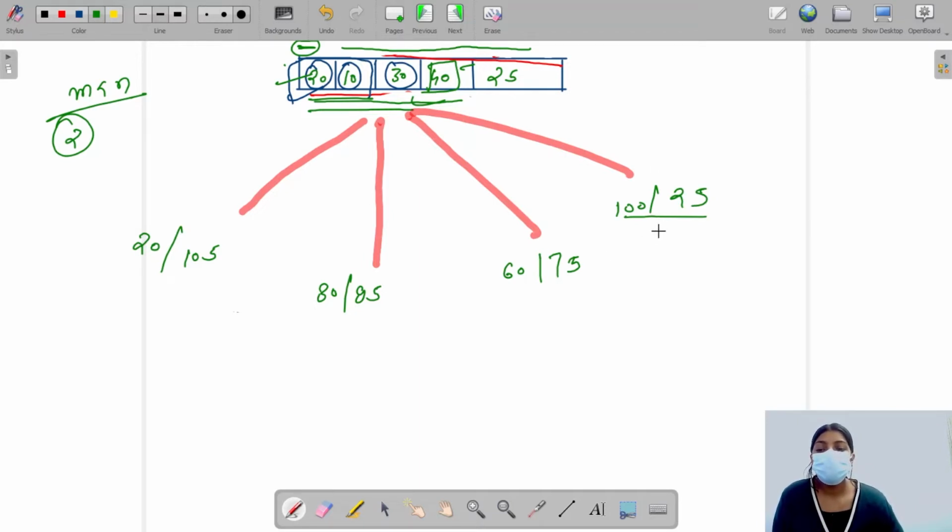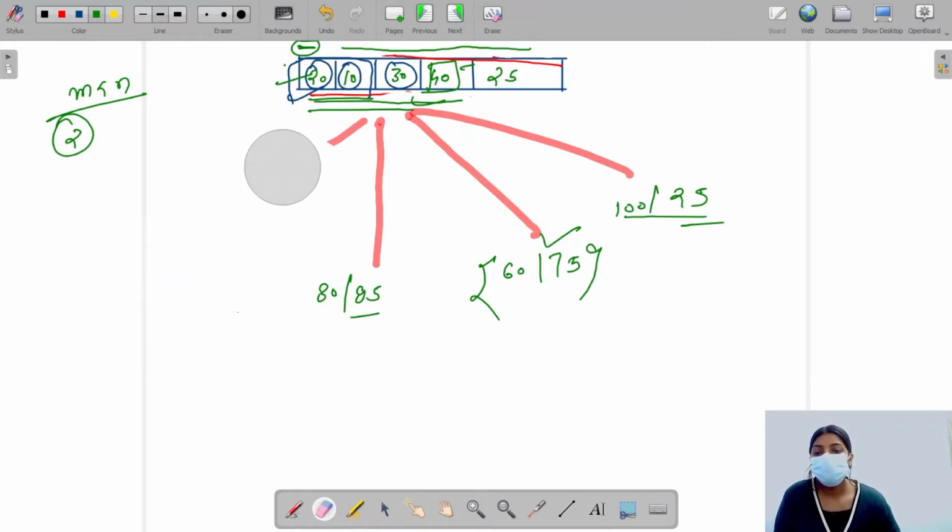So what will be my answer here? The maximum load on a student here is 75. So my answer is going to be 75, because it is the minimum over all these distributions, right?